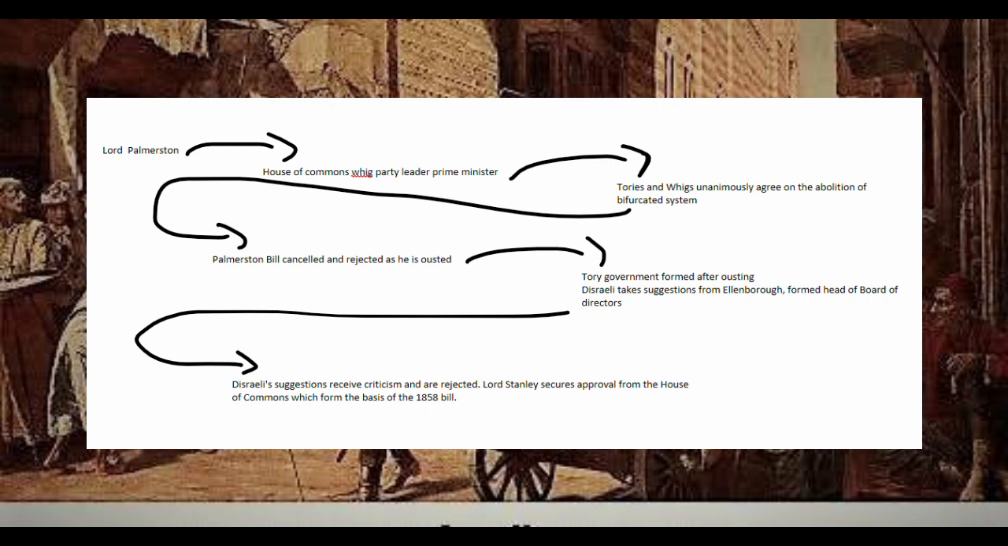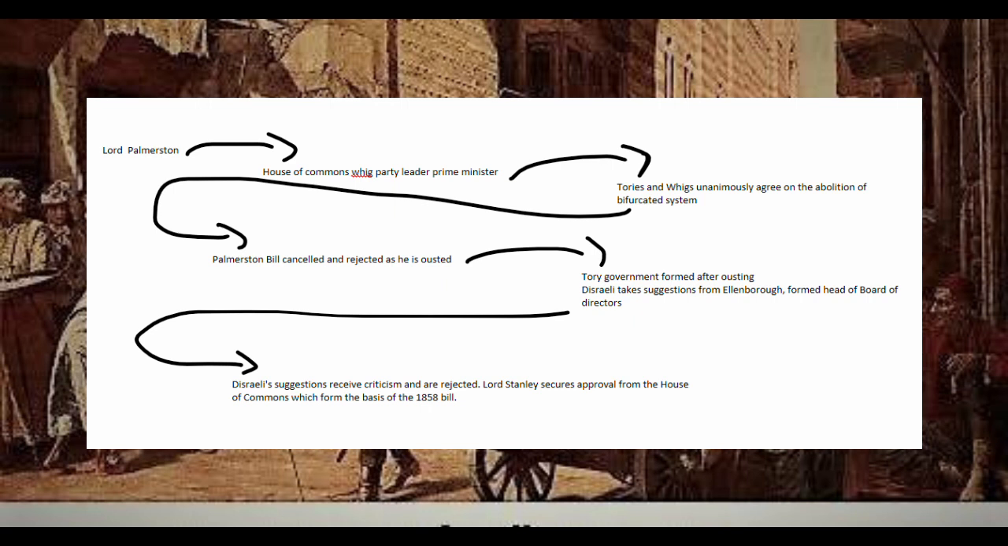The very framework, what would be considered sacrosanct for the Act of 1858, was first established by Lord Palmerston. Now, who exactly is Lord Palmerston? Well, Lord Palmerston was the Prime Minister of the Whig Party. So now you might be asking, what exactly is the Whig Party? Well, think about it.